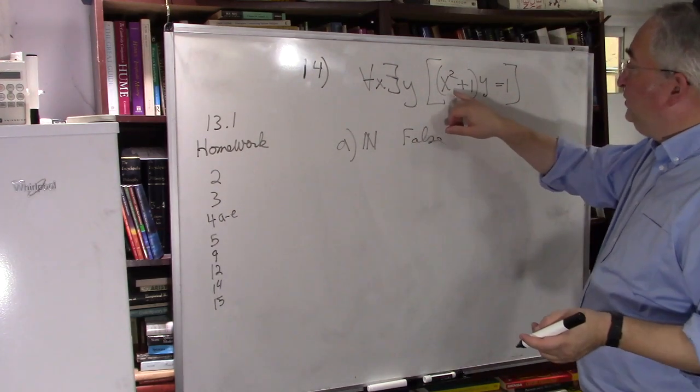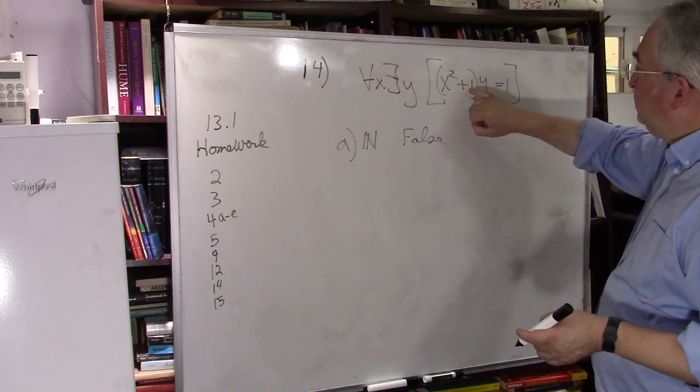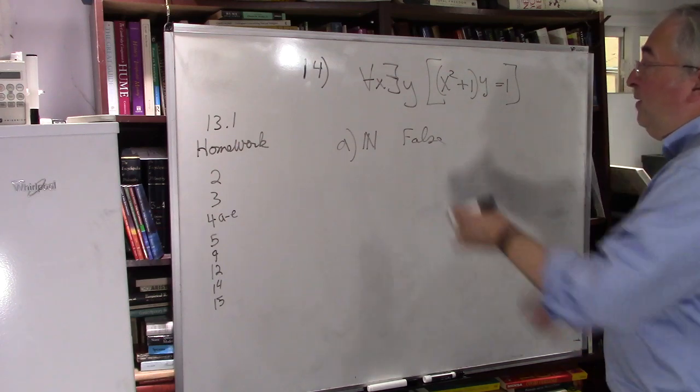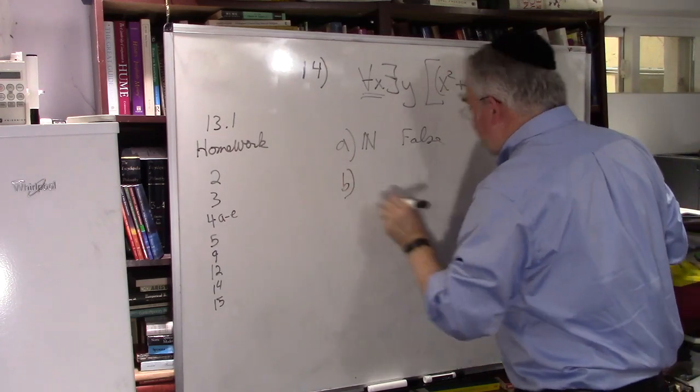Let's see, maybe it'll work for 0. 0 squared plus 1, 1 times 1 is equal to 1. So yes, it will work for 0, but it has to work for all x. So it's false. Next, B.